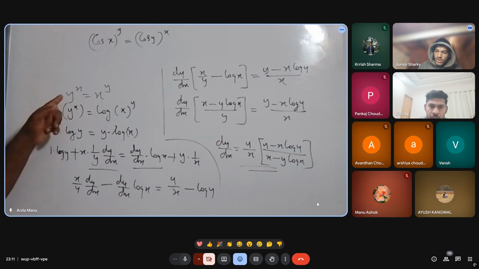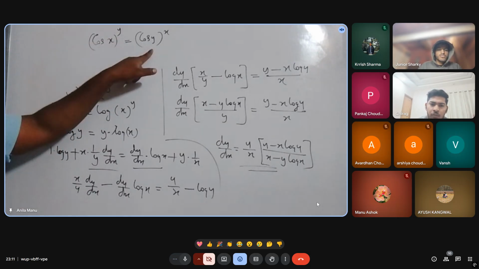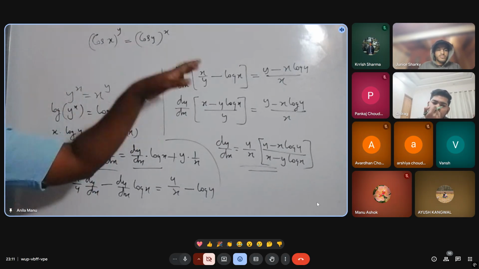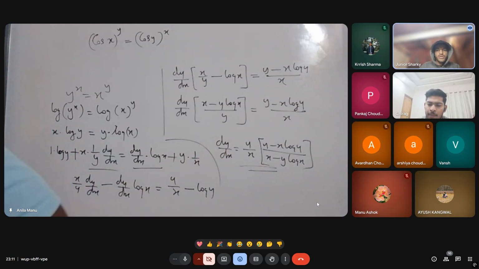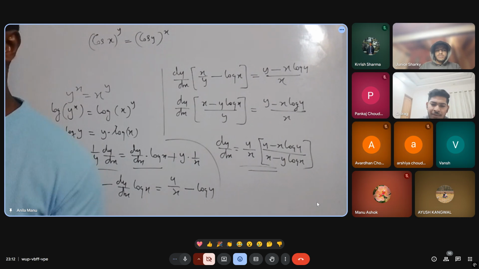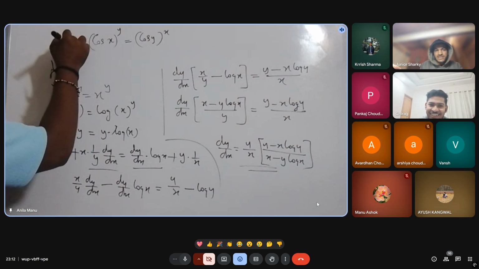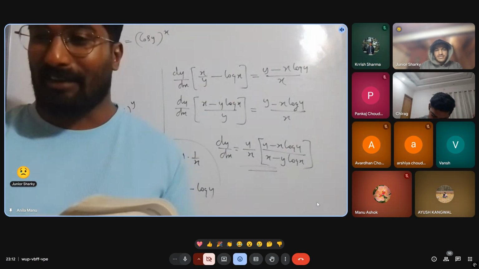Here we have y raised to x is equal to x raised to y. But here, instead of that, there are trigonometric functions. That is the only difference. Exactly the same way: taking logarithm on both sides. No need to take u and v here also. Got it? Now our last question. This is homework. So 3 questions you have to send after solving.